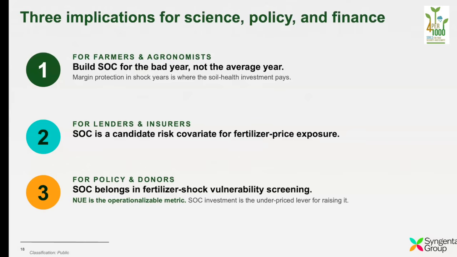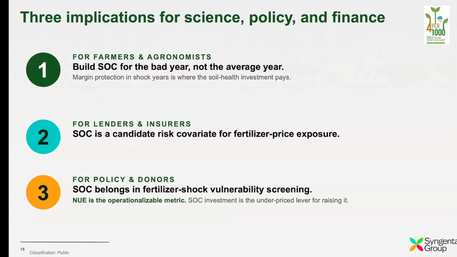So soil organic carbon really emphasizes how important the 4 per mil climate target is, and the additional benefits for nutrient and financial risk mitigation. So for farmers and agronomists, the message is building the SOC is really insurance for a bad year. And of course, it does have benefits every year, but it's especially important when you see something like a fertilizer shock. That's where that investment in soil health really pays off.